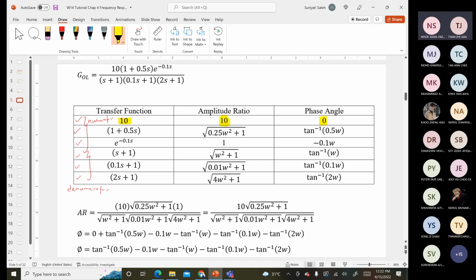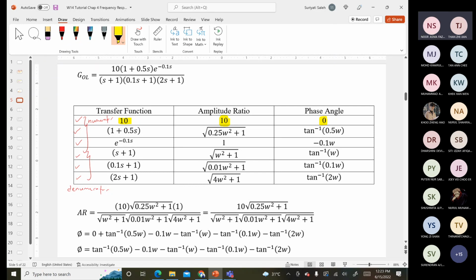Because the number normally has a horizontal line. So when you have a horizontal line, it's a steady line, there is no angle. It just represents a straight line. So that's why your phase angle becomes 0. This is standard for any kind of value that you will use for transformation.